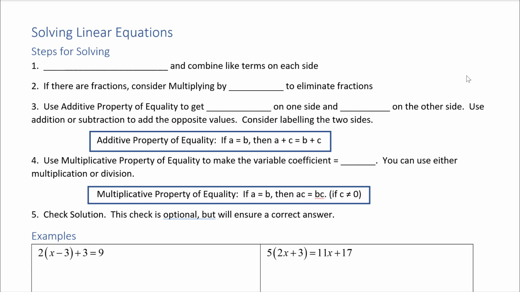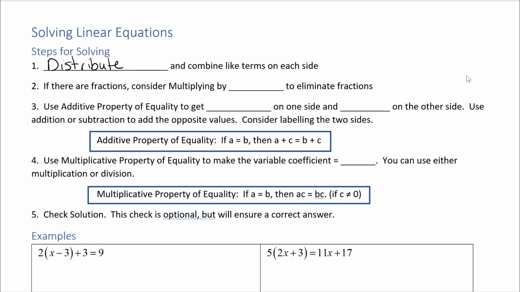In today's lesson, we're going to be learning how to solve linear equations. So to solve, we have a couple steps. First thing you want to do is distribute, get rid of the parentheses, and combine like terms on each side. So you distribute, get rid of the parentheses, combine anything on the left, do the same thing on the right before you can actually get started on the next step.